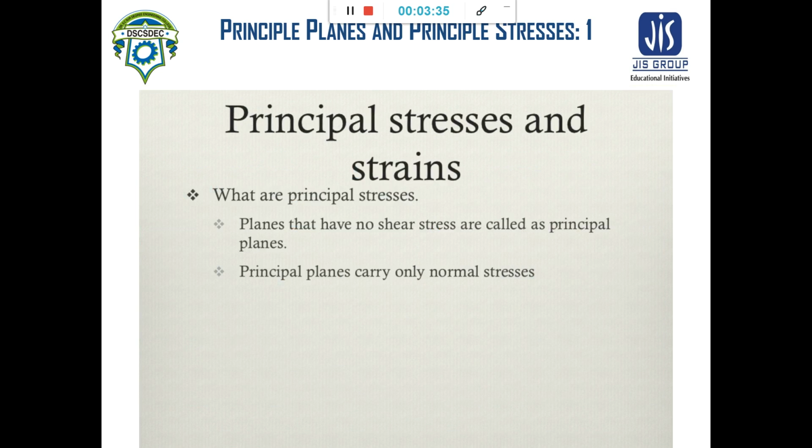So let's start. First, what are principal stress and strain? The plane which has no shear stress is called the principal plane. That is the definition of the principal plane, or the concept behind it: principal planes are those planes which do not have any shear stress. Now from our understanding, in the principal plane there is no shear stress, that means there will be only the normal stress.